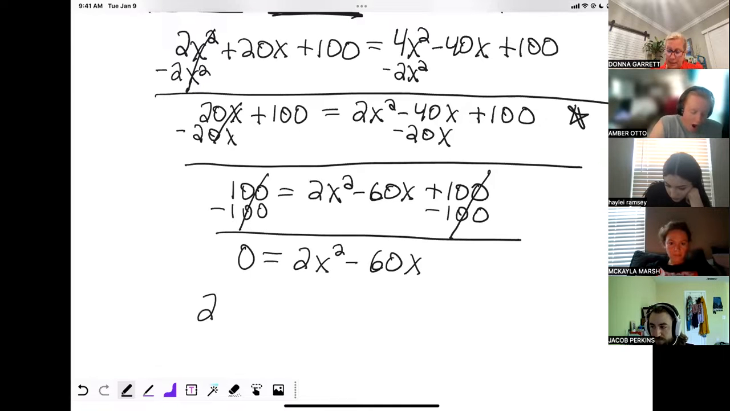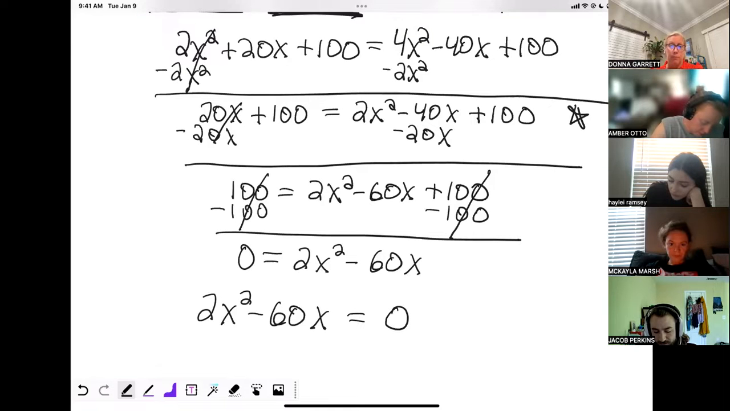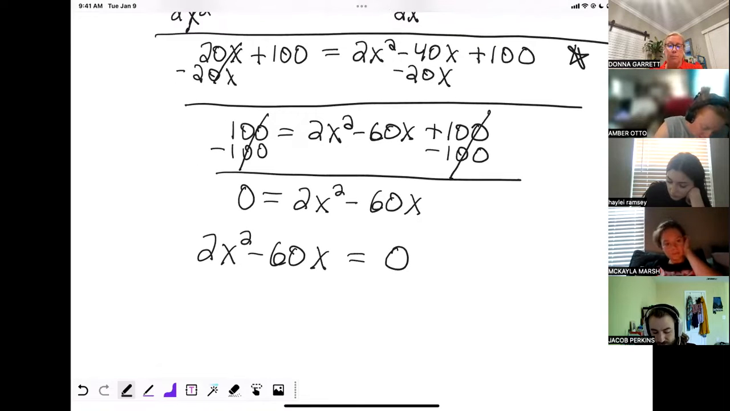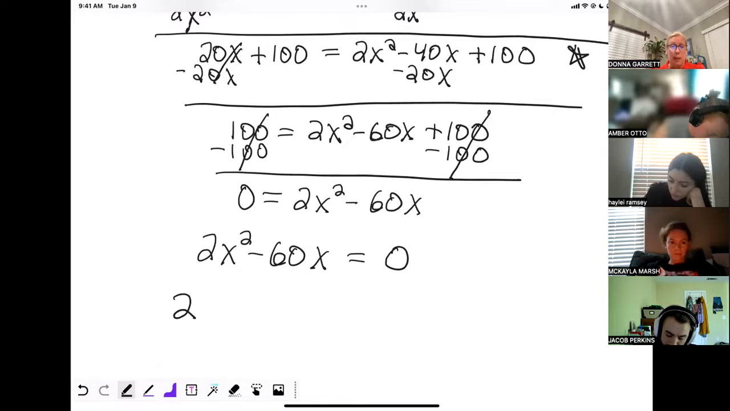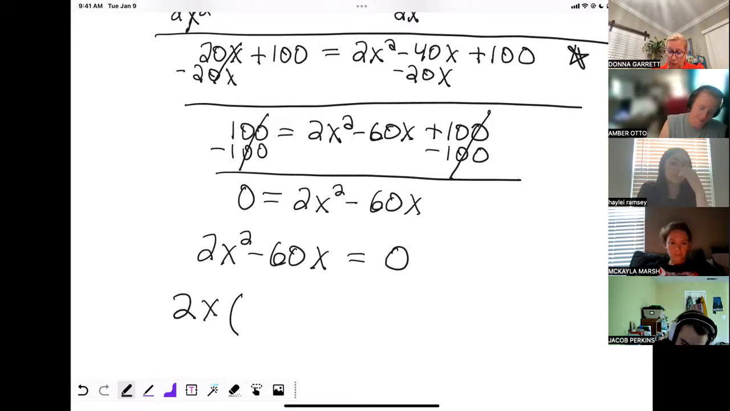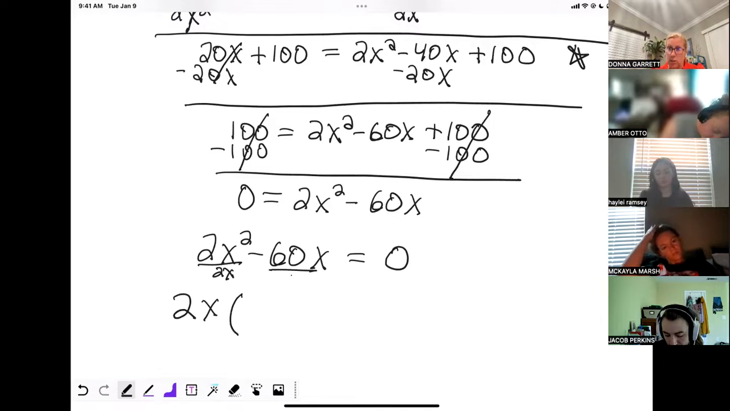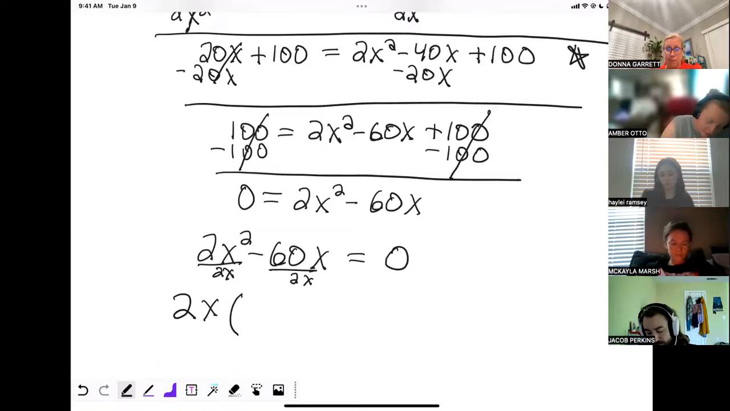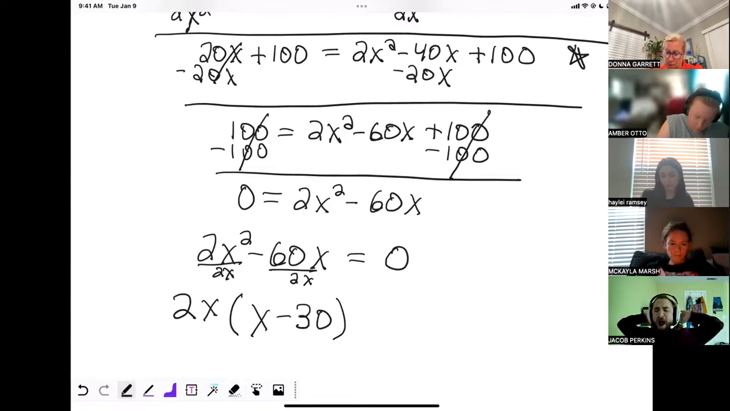Just because I don't like it on that side, I'm going to rewrite it and switch the sides. You don't have to do this at all. All right, I can factor stuff out. I see 2, and I see they both have an x. We're going to factor 2x out, and let's see what we're left with. 2x times, that leaves us an x. Negative 60 divided by 2 is negative 30. The x cancels. Equals 0. We're almost there.